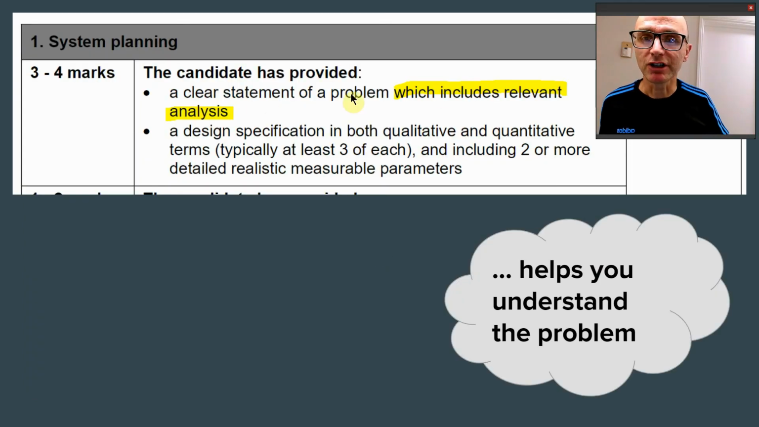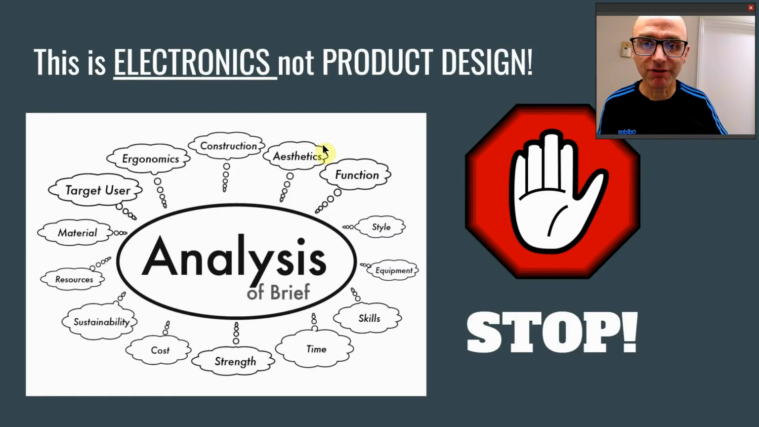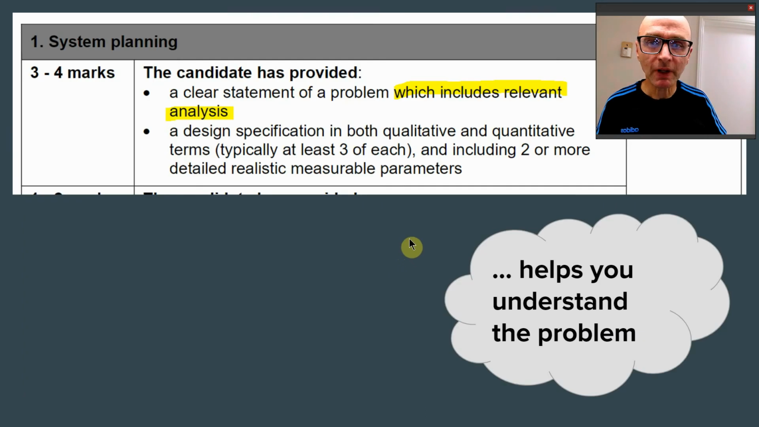So if you look at the mark scheme, it says we need to make a clear statement of the problem, which includes relevant analysis. And when I say relevant, I'm thinking relevant to the design of the electronic circuit, the technical design of the circuit, how it's supposed to perform, what it's supposed to do, not this fluffy stuff about the aesthetics and style and things like that. By the way, it's not worth a lot of marks, and your analysis should help you understand the problem that you have identified. Okay.